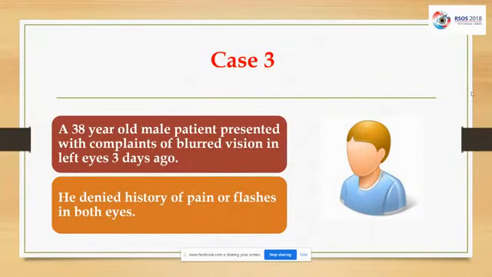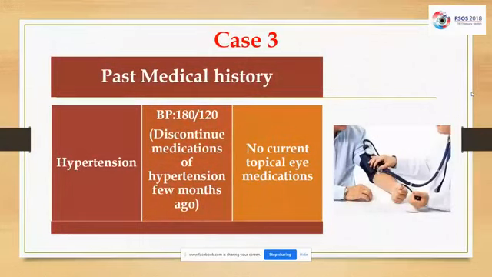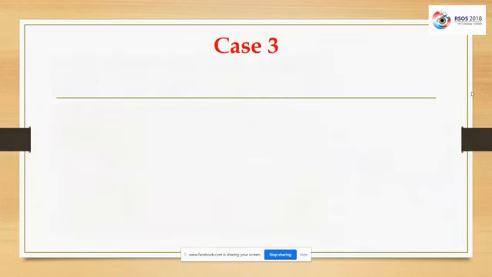Case number 3 is a 38-year-old male patient who presented with a complaint of blurred vision in the left eye 3 days ago. The patient denied any history of pain or flashes in both eyes, and the past medical history includes hypertension. The blood pressure at the time of presentation was 180 over 120. The patient discontinued the hypertension medication a few months ago. So there is no current topical eye medication.